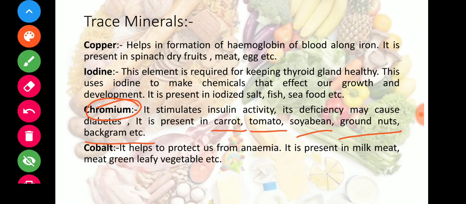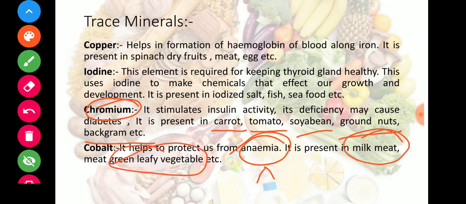Let us talk about cobalt. It helps to protect us from anemia. Anemia is a lack of blood, RBCs, in the body. It is present in milk, meat, green leafy vegetables.